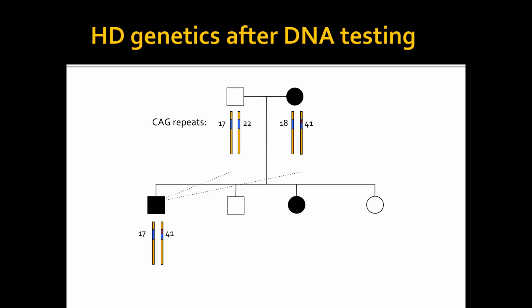In the children, this is just a hypothetical example. The son who inherited HD inherited that 41 from his mother, and then inherited a 17 from the father. The unaffected son inherited a 17 from the father, an 18 from the mother. The daughter with Huntington's disease inherited the 41 from the mother and the 22 from the father. And likewise with the daughter over here, she inherited the 22 from the father, but the normal 18 from the mother instead of the Huntington disease allele.